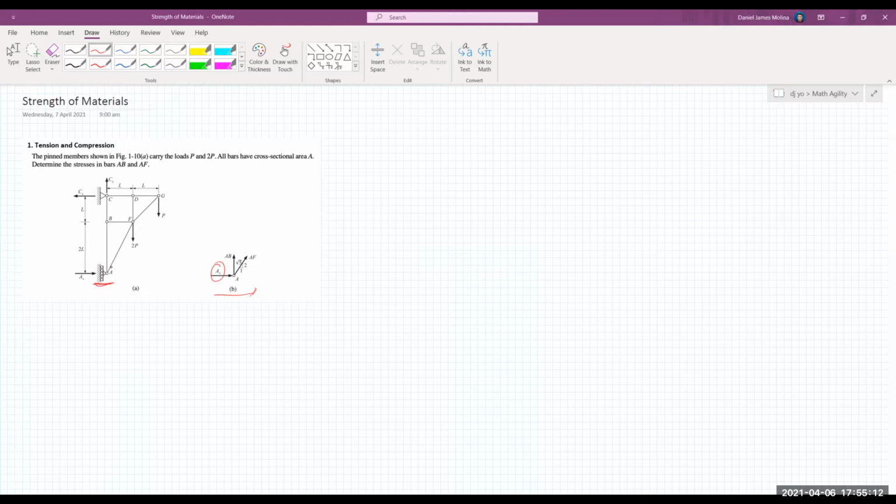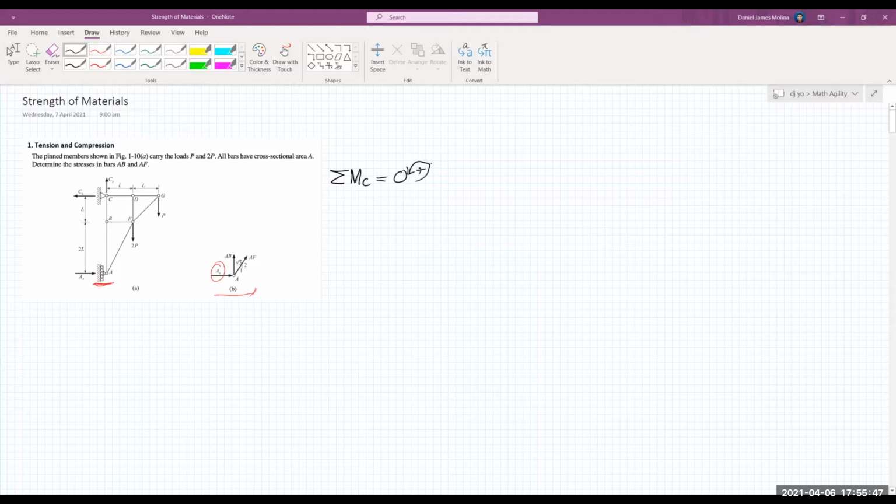So for us to determine the forces on AB and AF, we must first solve for the reaction force at A. That is A sub x. So using the whole structure, we must take the sum of moments at C. And since we are in equilibrium, we must equate it to zero. For our sign convention, we may choose to have counterclockwise rotation as positive.